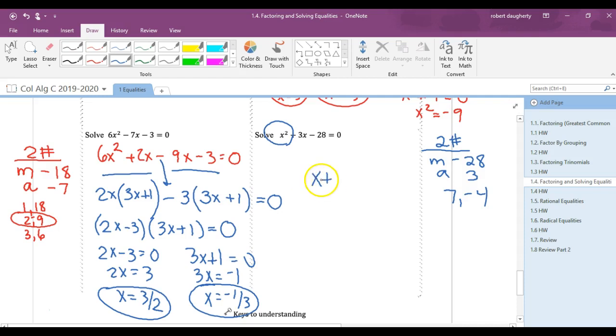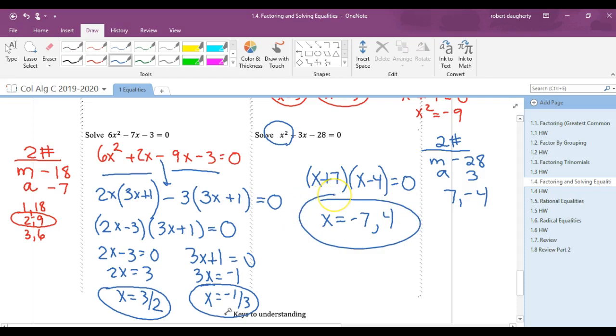x plus 7, x minus 4 equals 0. That means that x is equal to what? Negative 7 or positive 4. You can also write your answer like that. x is negative 7 or positive 4. Okay?